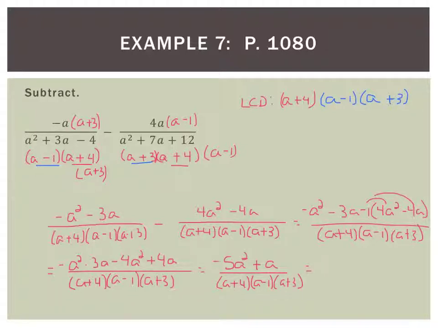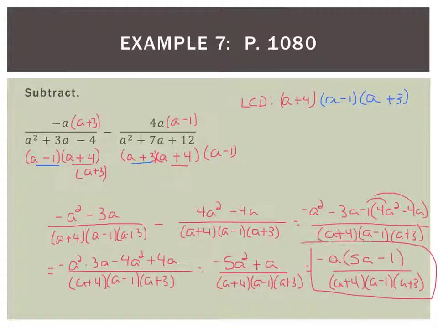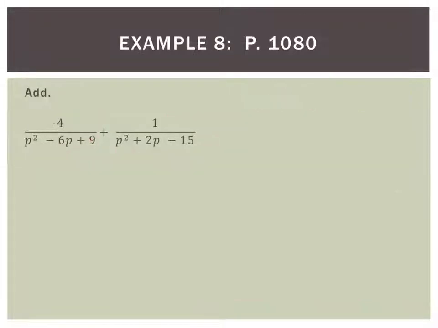And then I can distribute out a negative a, which would leave me with 5a minus 1, which there's nothing to cancel. So this would be my final answer, or I could go back to the previous step.